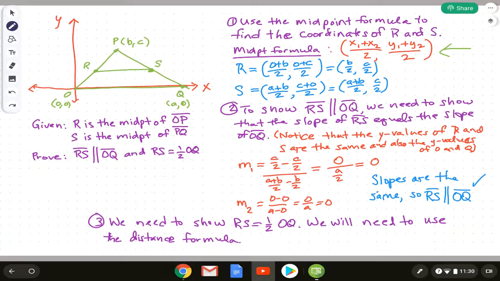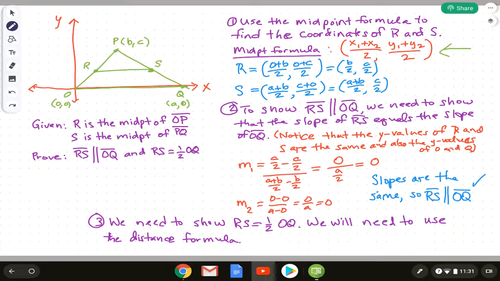Then for S, I'm going to be using points P and Q. I do the x coordinates added together, A plus B divided by 2, and then C plus 0 divided by 2. When I simplify, that gives me A plus B over 2 for the x coordinate of S, and C over 2 for the y coordinate of S. We needed these coordinates to be able to do anything else.